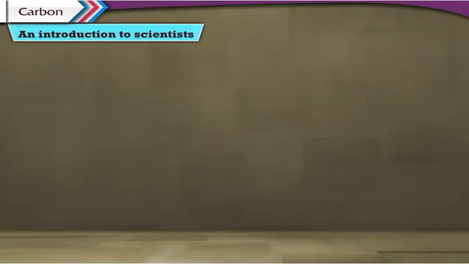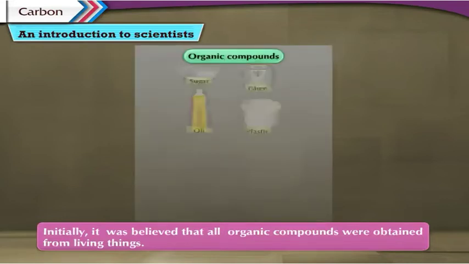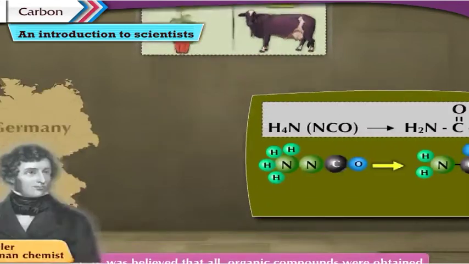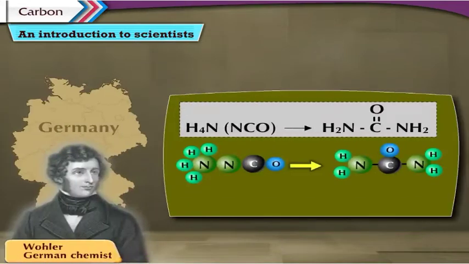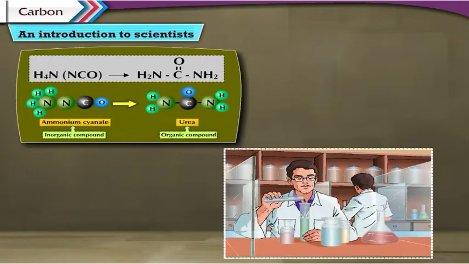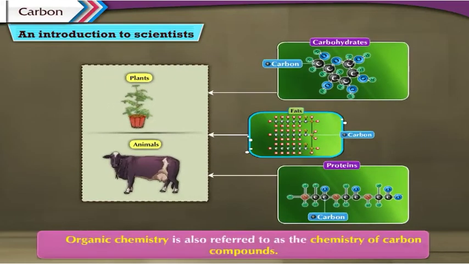An introduction to scientists. Initially, it was believed that all organic compounds were obtained from living things. As a result, no attempts were made to synthesize organic compounds in the laboratory until the German chemist Wohler synthesized an organic compound urea from an inorganic compound ammonium cyanate. Since then, many organic compounds have been made from inorganic compounds. The main element in all organic compounds is carbon. Hence, organic chemistry is also referred to as the chemistry of carbon compounds.